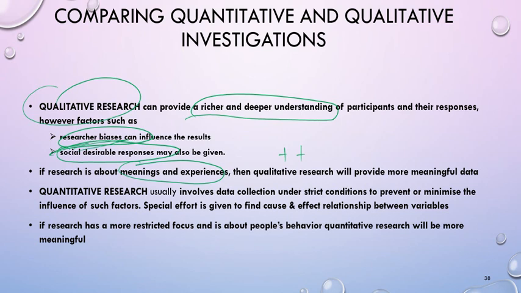The quantitative research, on the other side, involves data that are collected under strict, sometimes clinical, experimental conditions. So we minimize the influence of other factors, so we can establish cause and effect relationships between the variables and generalize our data to a wider population. So if the research is to be more focused on specific human behavior, then quantitative research is meaningful.